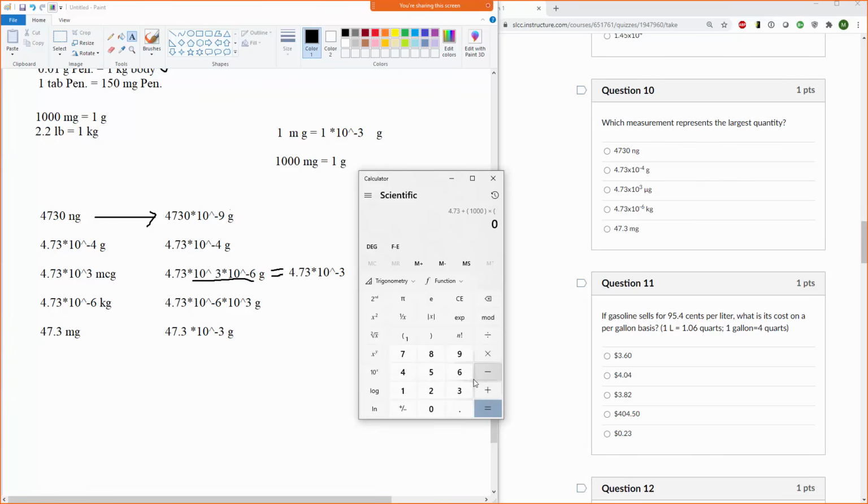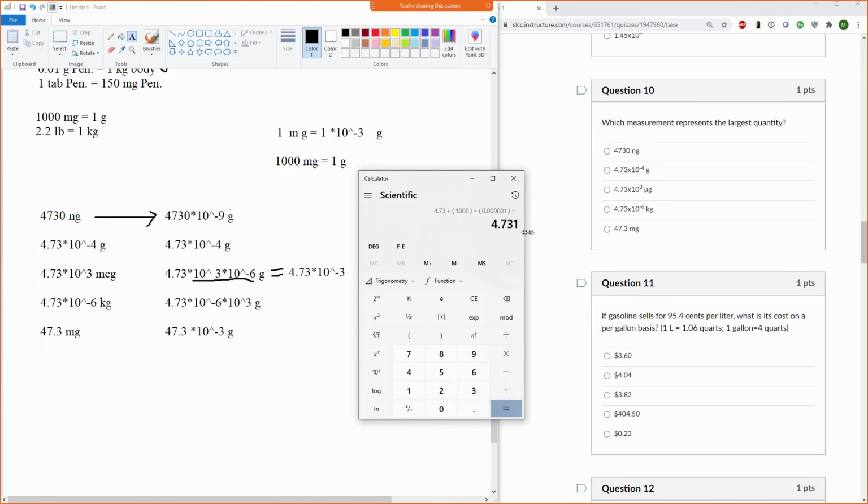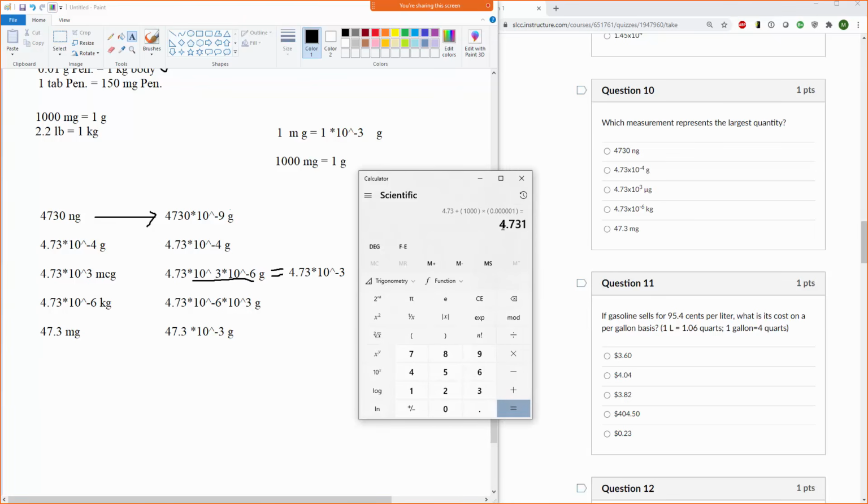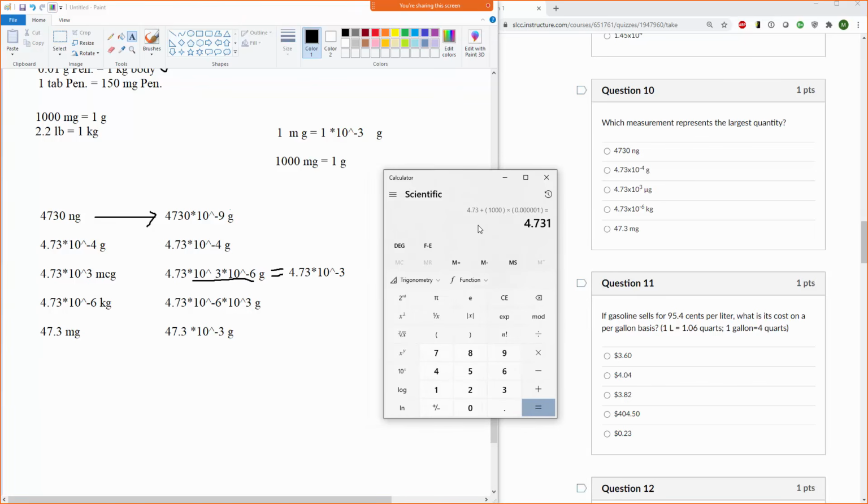Multiply that by 1 times 10 to the negative 6th, equals... Okay, what happened there? Something went horribly wrong. Are you seeing what? Oh my gosh.